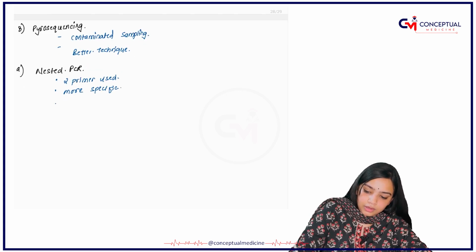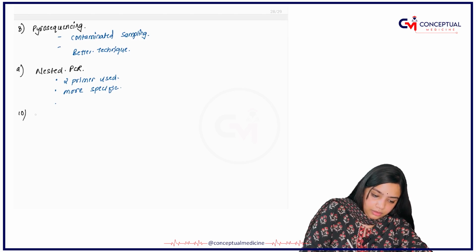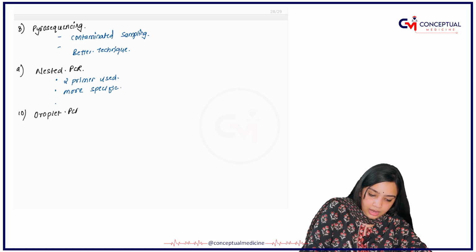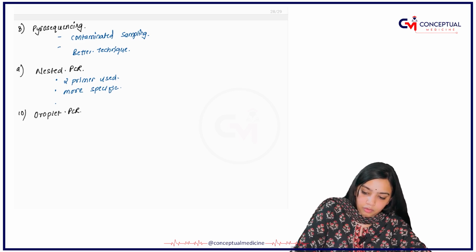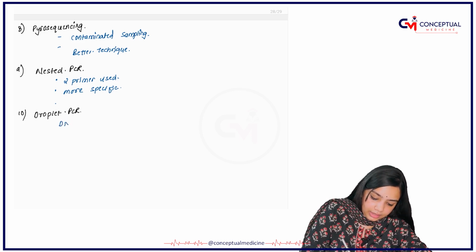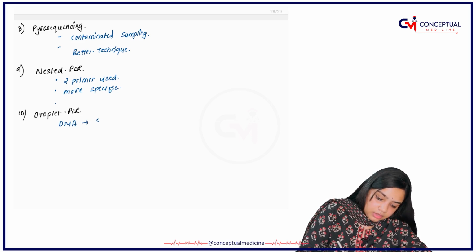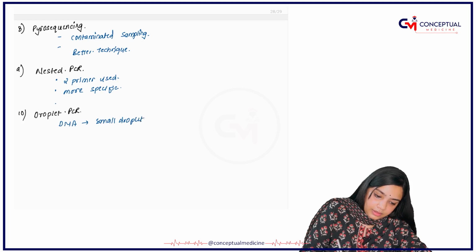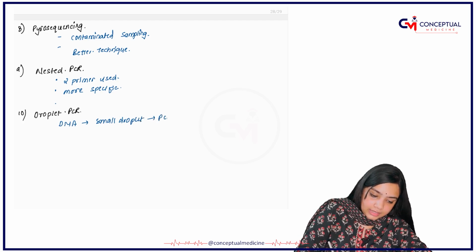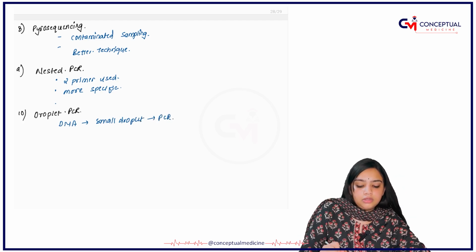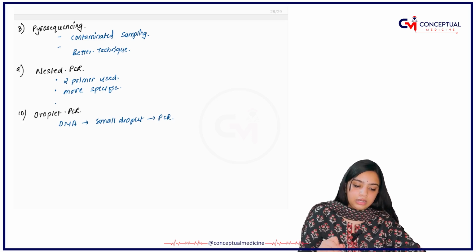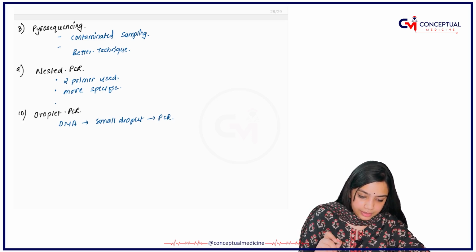Okay. Next that you have is the droplet PCR. For droplet PCR, what you have? You have the DNA, then the small droplet, and then the PCR. Okay, so this was all about the types of PCR that we have.